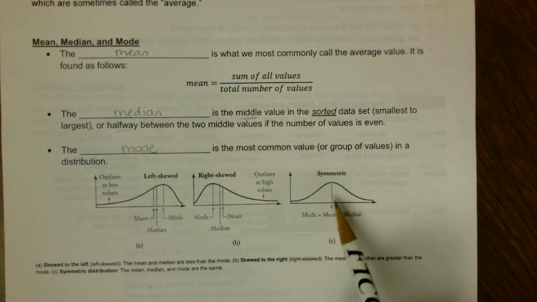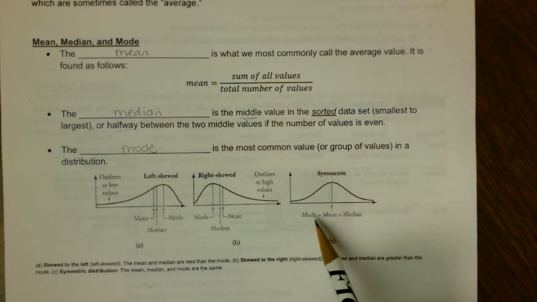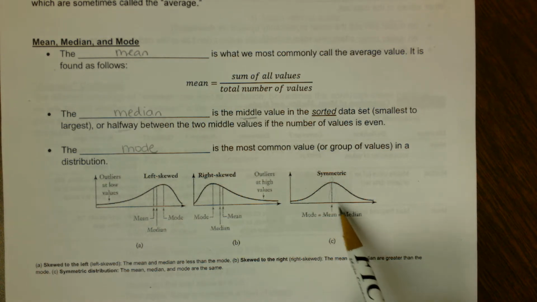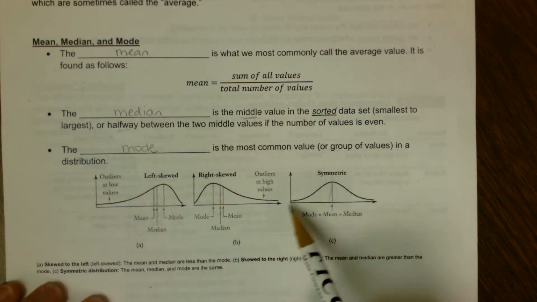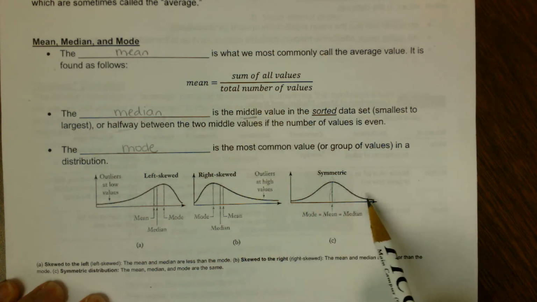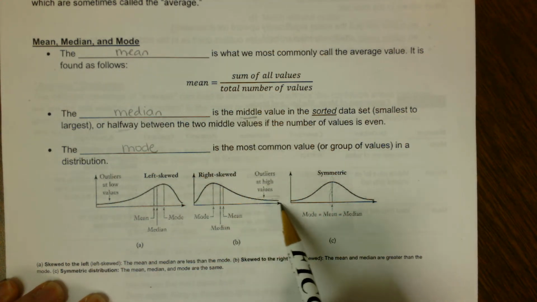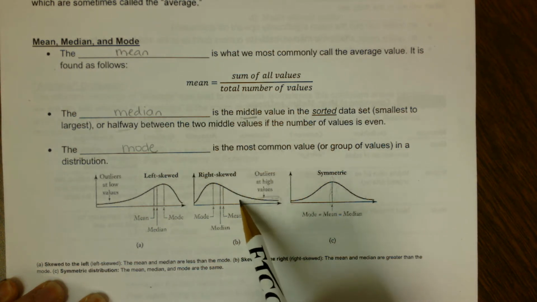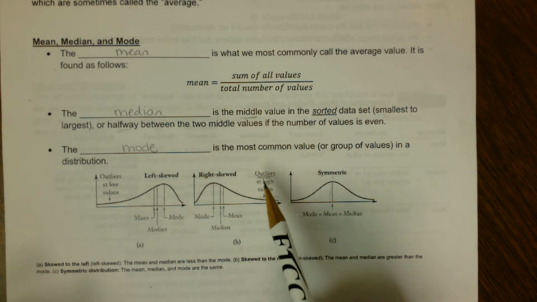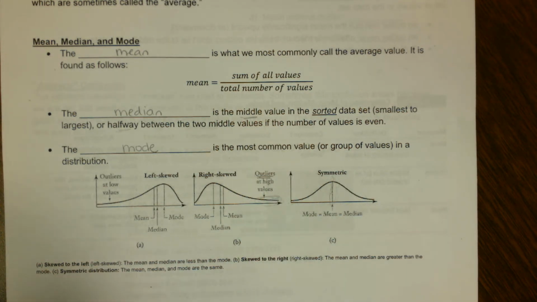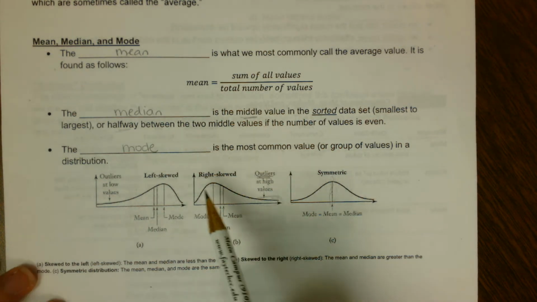Symmetric just means that you have this middle value where the mode is equal to the mean, is equal to the median. And then you have the same number of values below it as you do above it. So if you were to graph it like a histogram, it would look symmetrical, same on either side. Right skewed, you're going to have a tail off to the right. And that means you have outliers. Outliers are just something that is outside of your normal data set. And we'll talk more about that here in a minute.